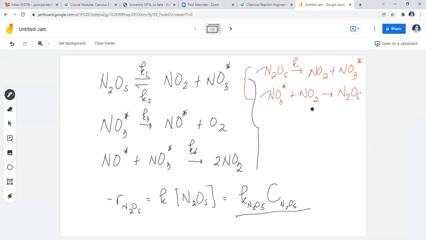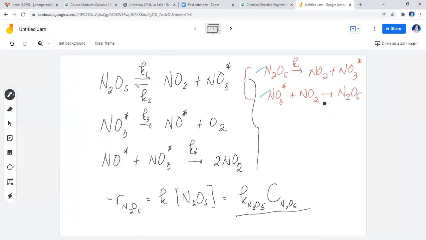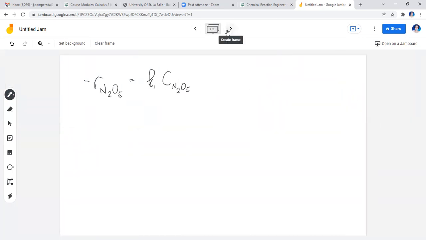However, your dinitrogen pentoxide in the reverse reaction is being formed. And since I already started writing it here as a reacting species, when I write the term that will account for the formation of dinitrogen pentoxide in the reverse reaction, it would be negative. Negative in the sense that dinitrogen pentoxide is not actually being consumed in the reverse reaction but being formed. So I place here negative.